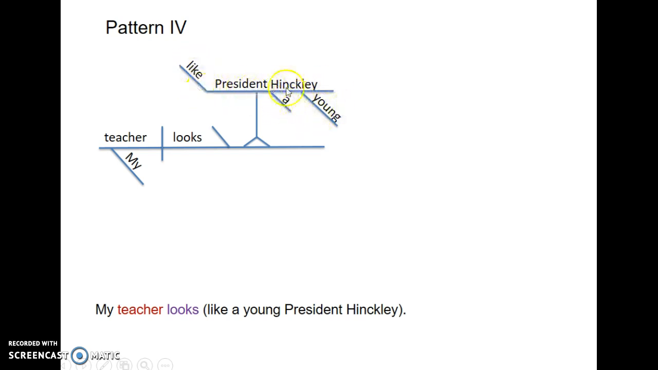So you treat it just the same as if you were diagramming it normally. It's just that it's up on that pedestal instead of hanging out down below as we normally see. And then we have our possessive. So with a subject, a linking verb, and an adjective is what this is functioning as, we have a pattern 4.